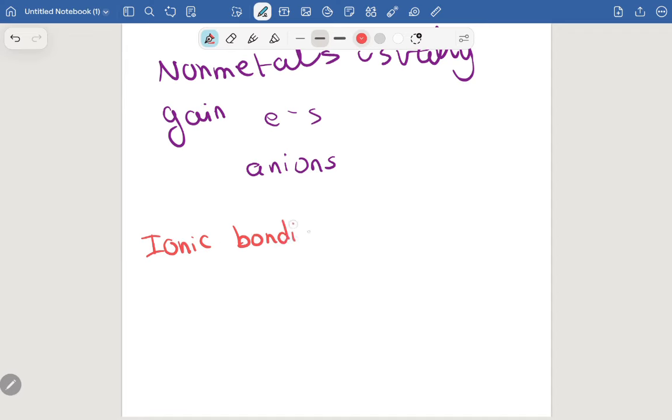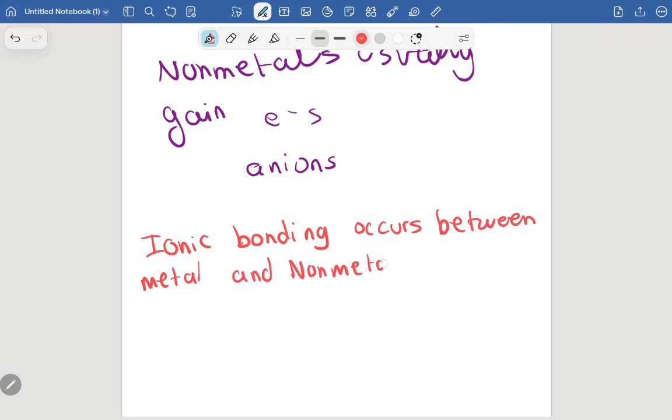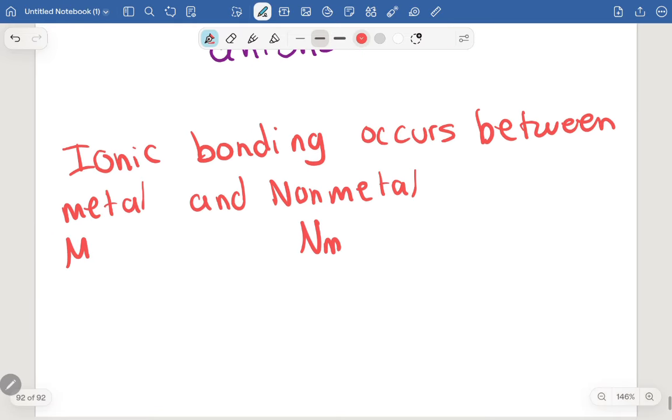So ionic bonding occurs between metal and non-metal. Okay, for metal, I'm gonna say M. For non-metal, I will say NM. Okay? So, what happens for ionic bonding to occur?